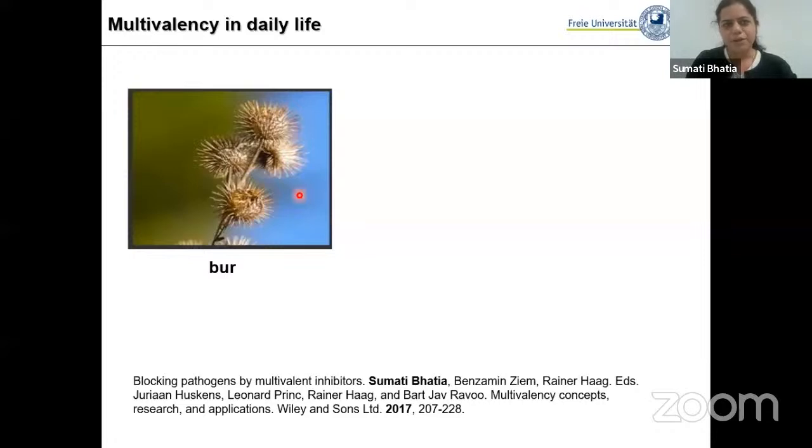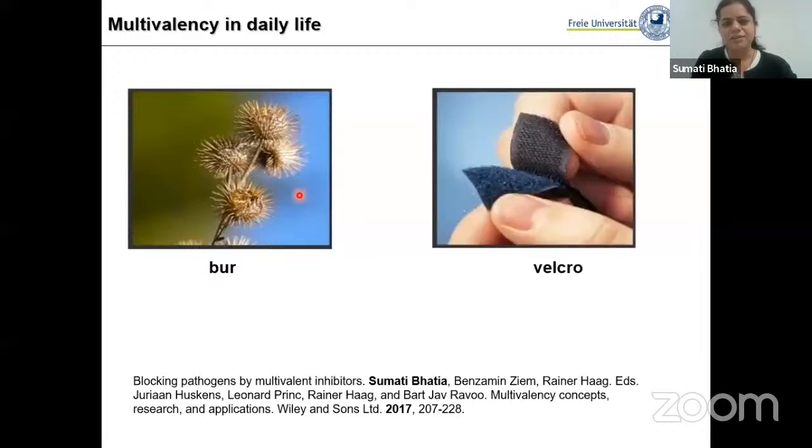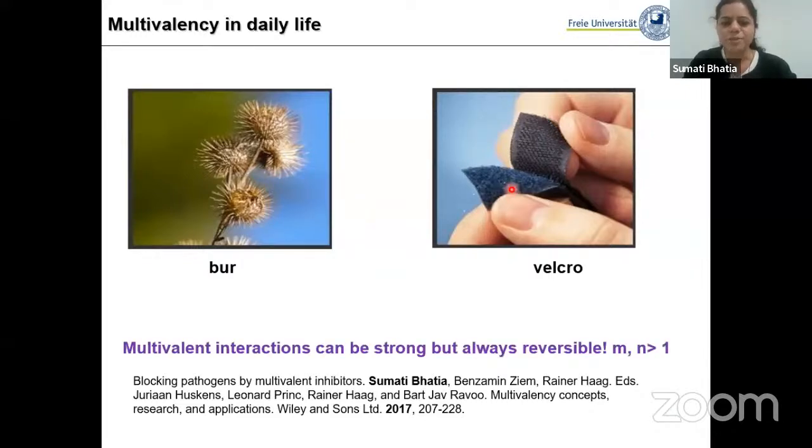And the best example of multivalent interaction is a Velcro. You see on the right-hand side, this is a Velcro, which has tentacles and hooks which are bound together by multivalent interactions. So you can close it and then it is quite firm, and then you can open it up also by applying force. What I mean to say is that multivalent interactions can be strong, but they are reversible. For such multivalent interactions, you don't need a covalent bond to form. So they can be reversible yet strong.